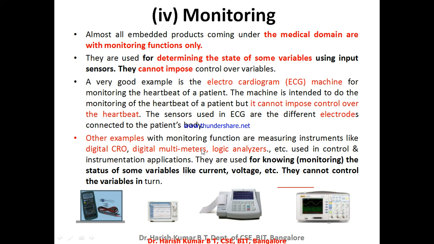And again, digital multimeters and logic analyzers also. They just monitor the status of variables like current, voltage, etc. But they cannot control the variable in turn. That means they cannot change the states or the values of the variables.